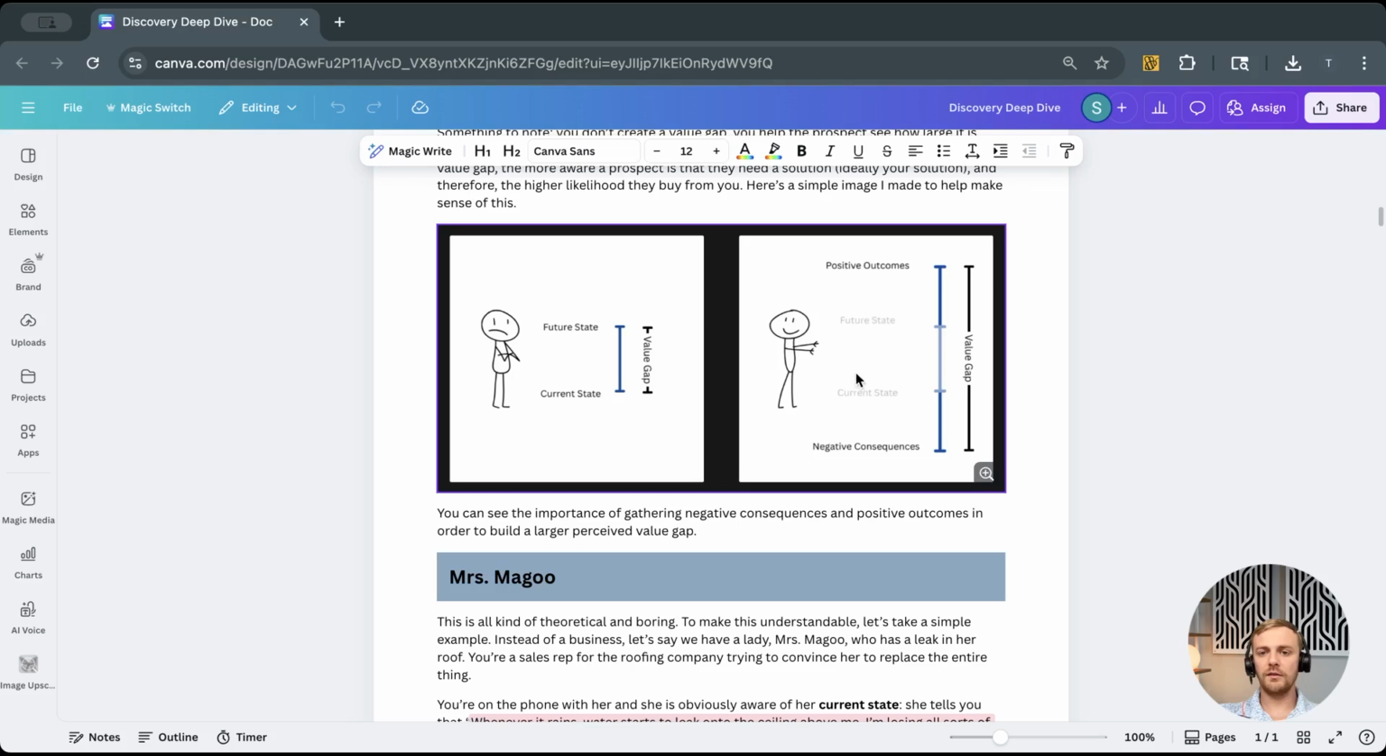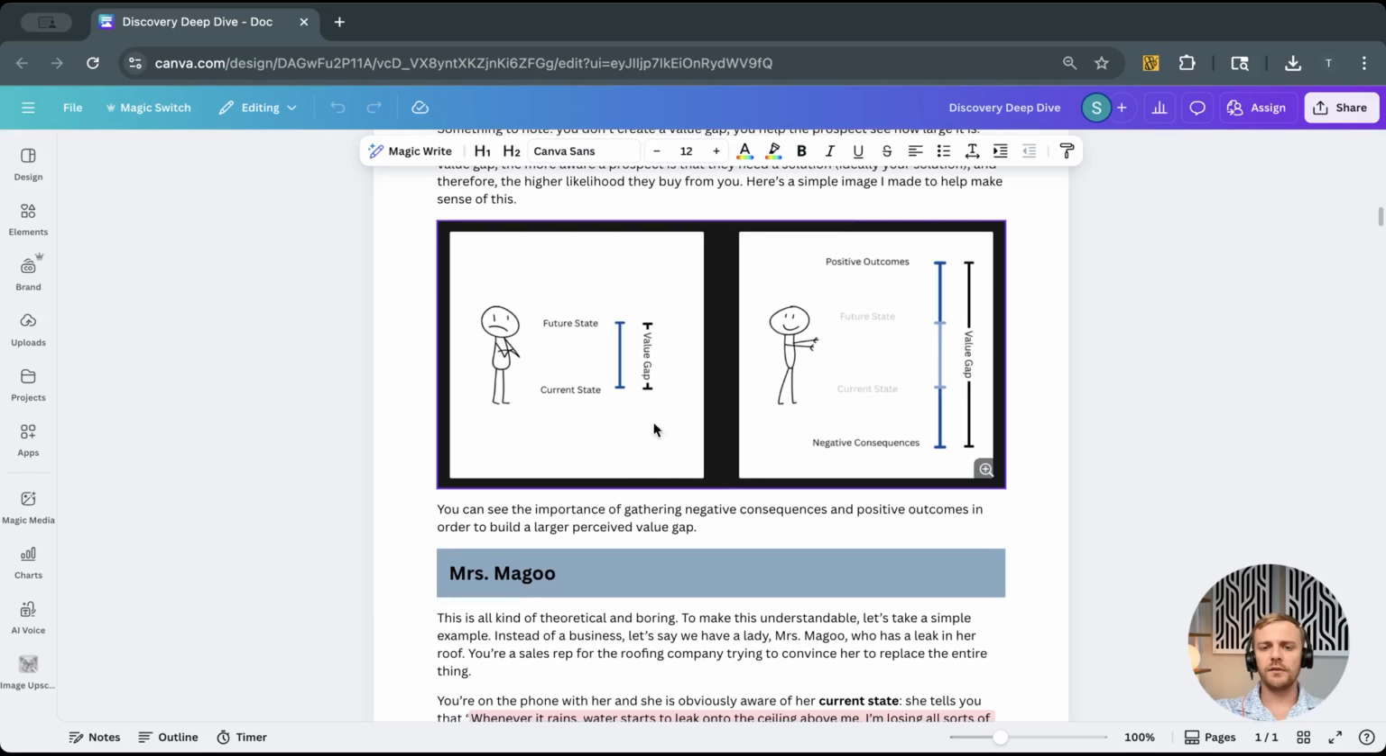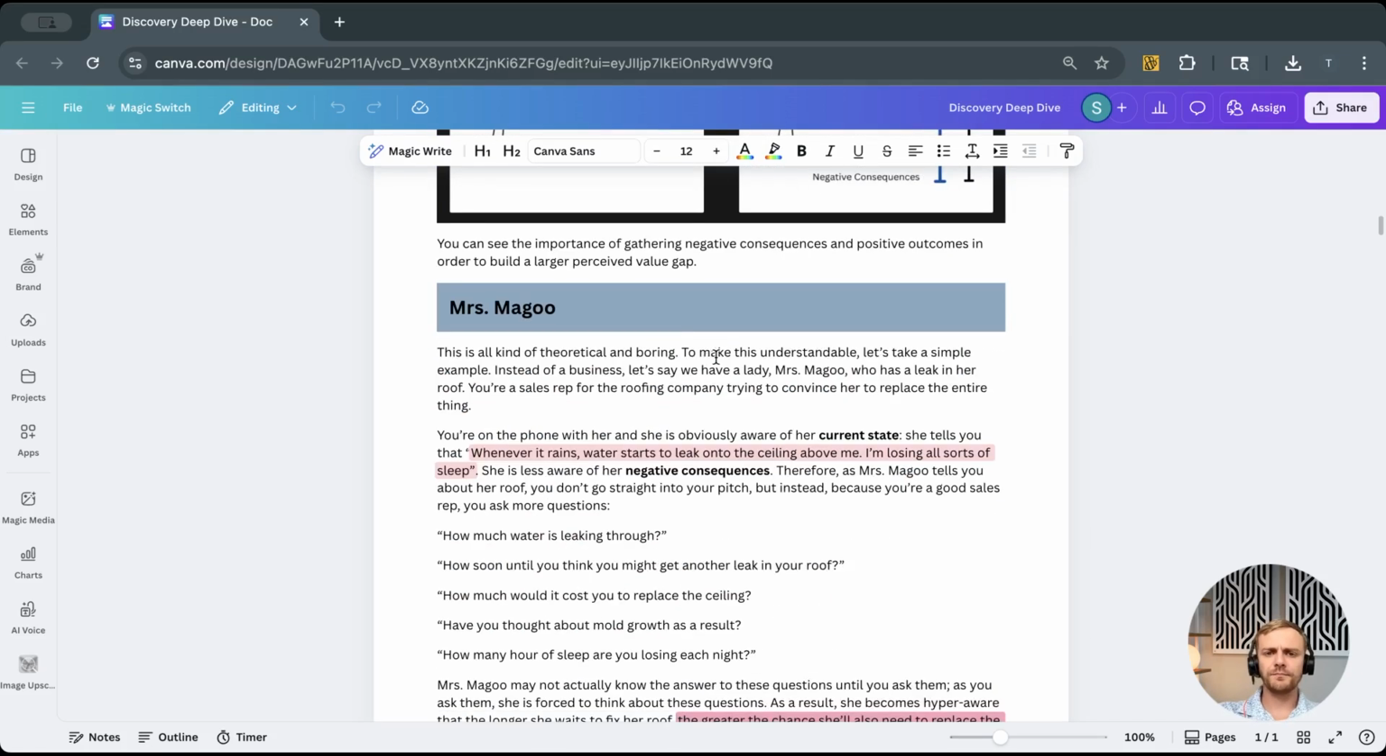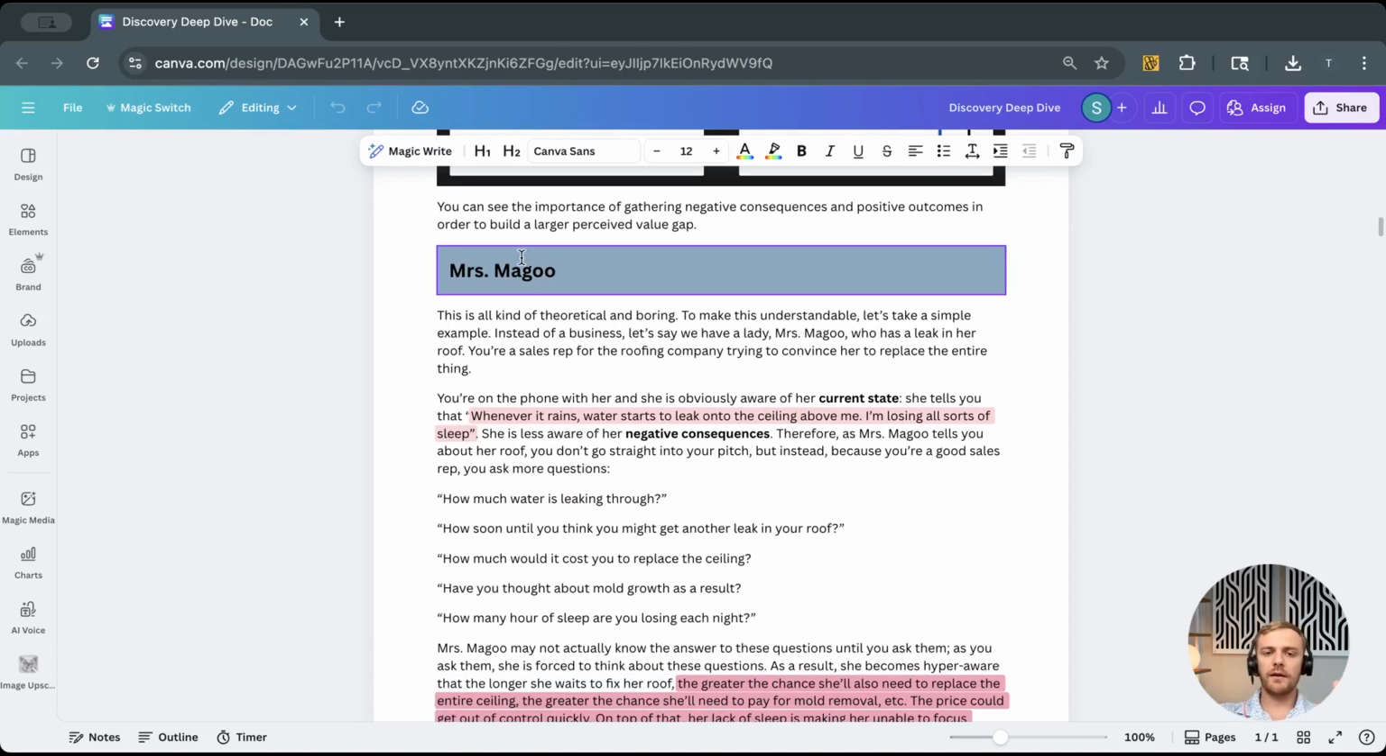Now, if you ask good questions and understand their negative consequences and positive outcomes, you are expanding the value gap. You get a larger value gap. The customer becomes more aware of how badly they need a solution to bridge this gap, right? Your solution is the bridge of the gap. Okay, you can see the importance of gathering negative consequences and positive outcomes in order to build a larger perceived value gap. Okay, so it's kind of theoretical.